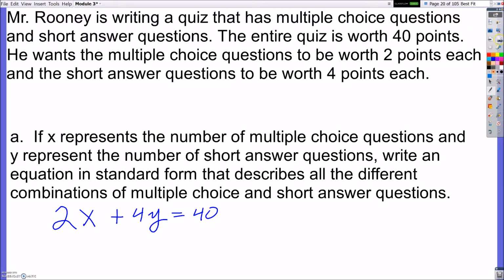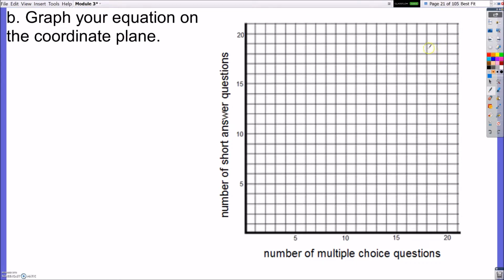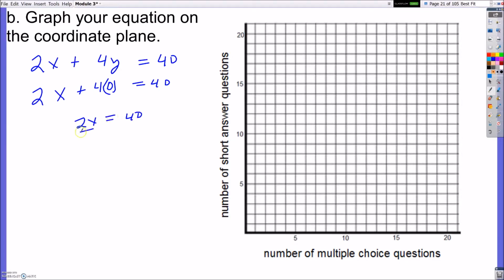And now what it wants us to do is graph that. So if we were to graph our answer on a coordinate plane, we can find our x and our y axis. So I had 2x plus 4y is equal to 40. So if I only want multiple choice questions and I don't want to have any free answer questions, I will be left with 2x equals 40. And when I divide both sides by 2, that will tell me I will have a total of 20 multiple choice questions.